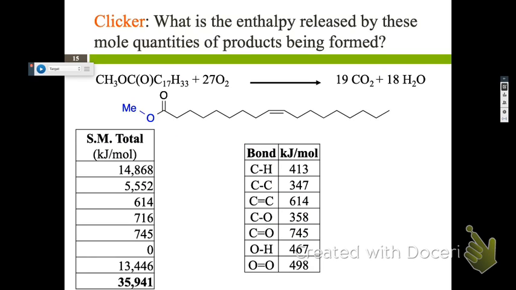So in 19 moles of CO2 and 18 moles of H2O, how many carbon-oxygen double bonds do we have? How many carbon-oxygen double bonds are in 19 CO2 moles? How many COs are in each CO2?